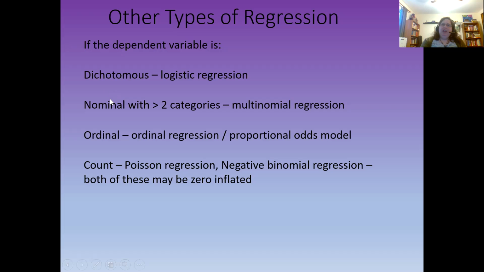But let's suppose we had that previous situation where we have a nominal with more than 2 categories, like the flat and the terrace and the house and the whatever it was, then you can use a multinomial regression.